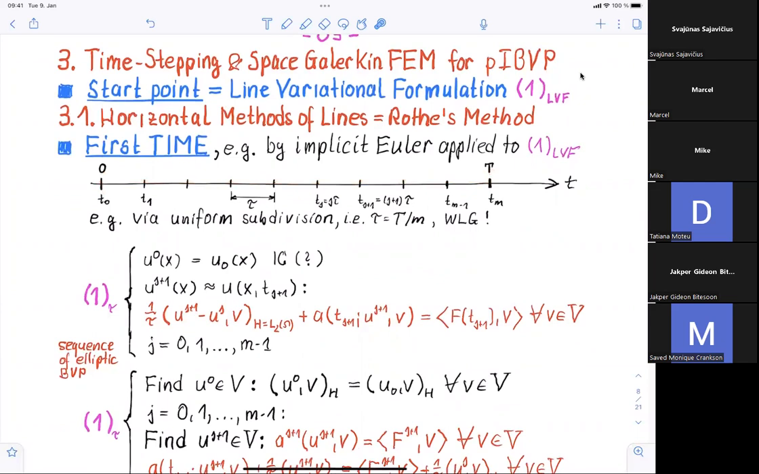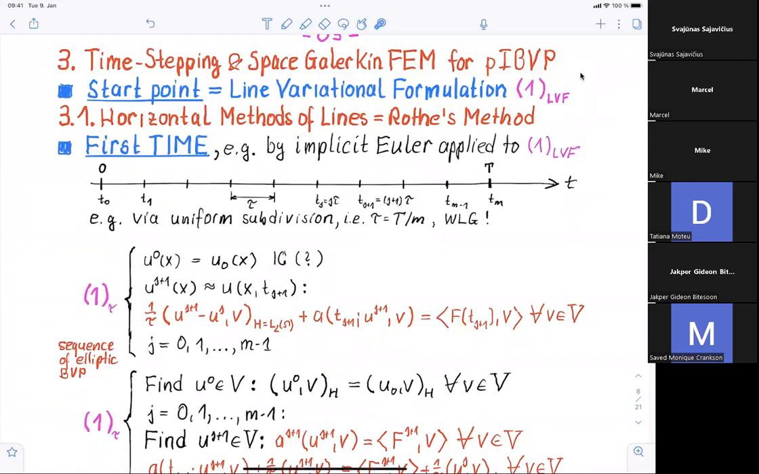Here of a same length tau, but you can do a non-uniform decomposition of a space-time interval. And then you consider your variational formulation at t_{j+1} and replace the time derivative by the backward difference: the value at time j+1 minus u_j over the time step. So this is an approximation of the time derivative. Here you have the implicit Euler at t_{j+1}.